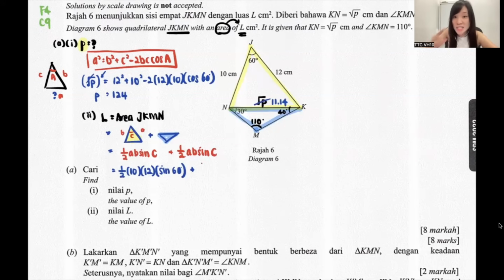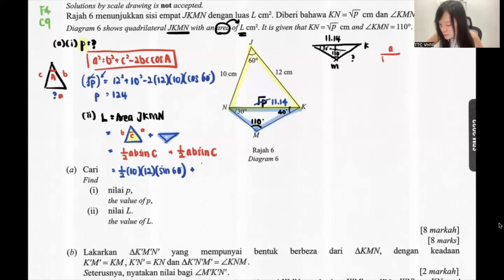So how do you guys find it, my dear? I think I can use the sine rule. For those whose basics are good, you should know. This side is 11.14, and its opposite is 110 degrees. You have one opposite, correct? Other than that, let's say you want to find this one, called MK. For MK, you must have the opposite. Isn't the opposite 30 degrees? So I really feel like you can find MK using your sine rule formula.